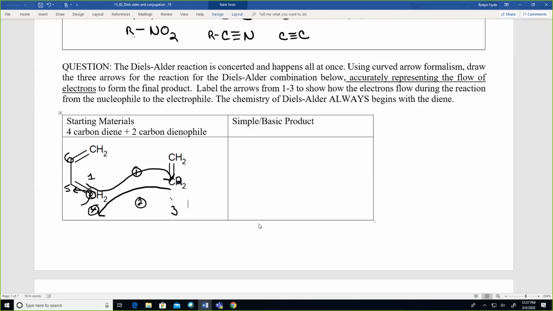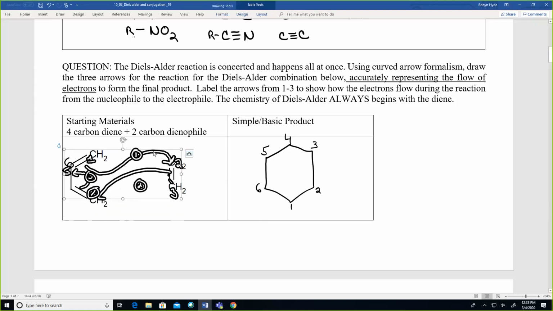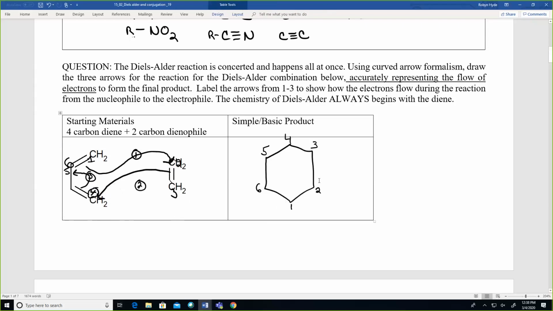Okay, so then for the simple basic product, I have a 6-membered ring. And then I number around the ring. And so then I will go 1, 2, 3, 4, 5, and 6. So those are the 6 carbons in the chemistry. And then I look at my mechanism. Okay, carbon 1 to carbon 2. So I made a new single bond. Okay, so carbon 1 to 2 is a single bond. Carbon 2 to carbon 3. So that would be right here, carbon 2 to carbon 3.